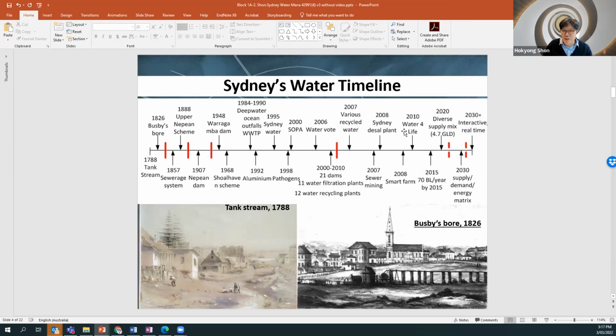And then we looked at more efficient water management. So smart farm, smart monitoring, also some smart ways of interacting to look at your water resource. So stormwater, rainwater, recycled water, dam water, desalinated water, they are all under a real-time monitoring system we are now controlling. So that's the long history of the Sydney Water timeline. So let's look at more detail.